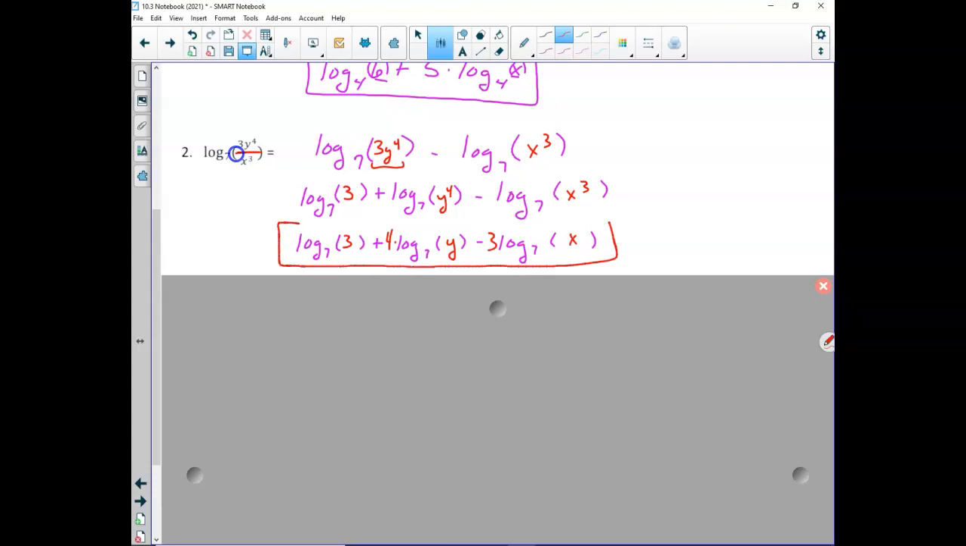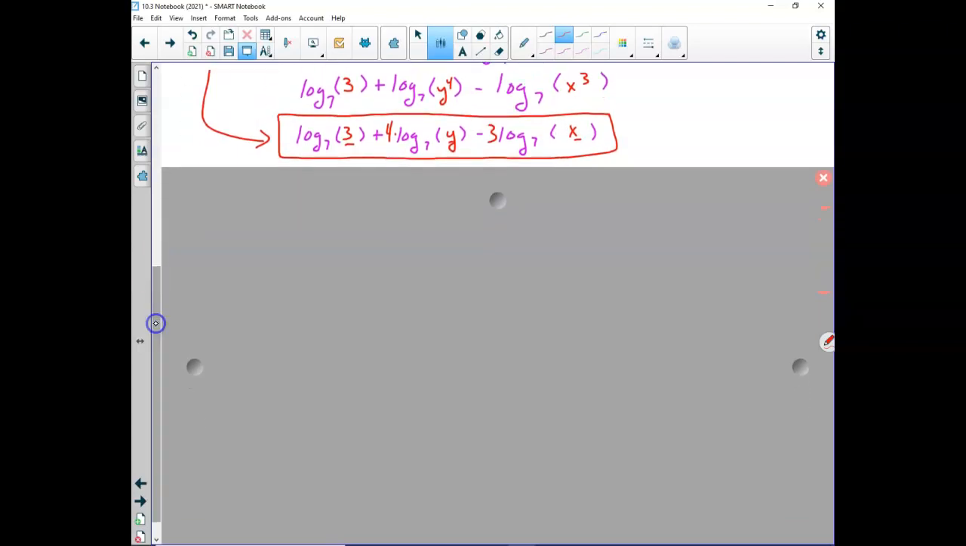So when I expand it, notice I'm taking one log with a very yucky inside and I'm expanding it into multiple logs with very simple insides. That is called expanding a log, okay?